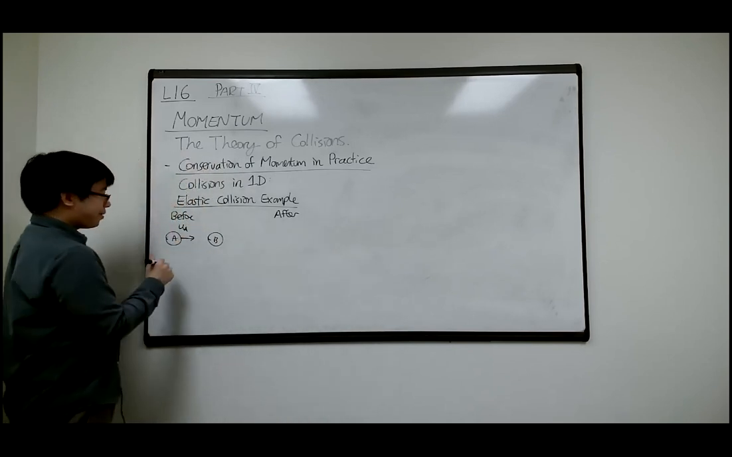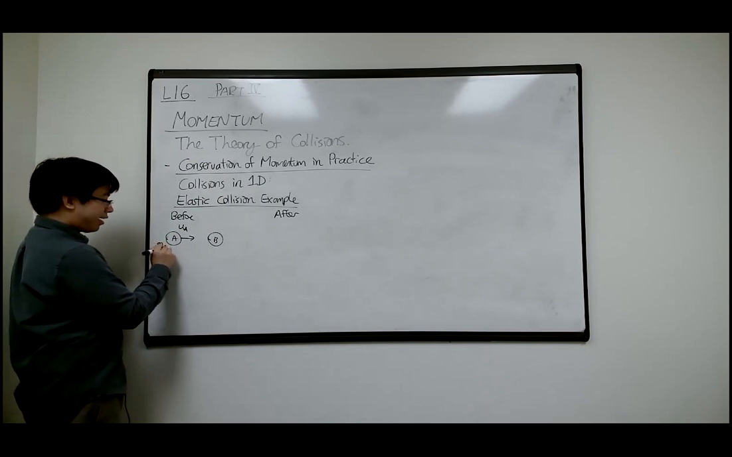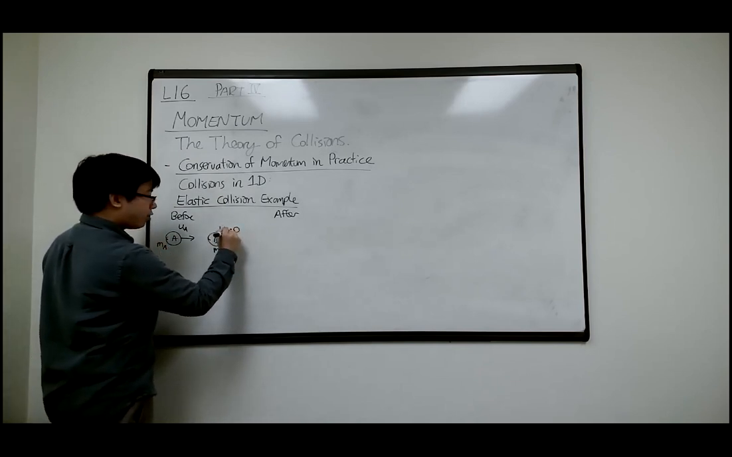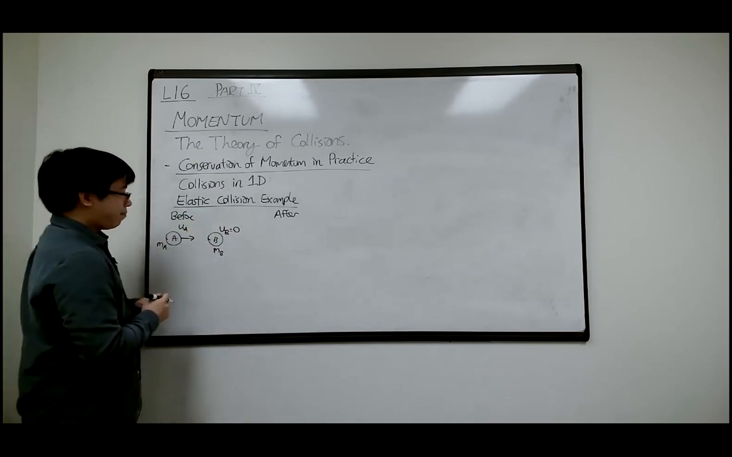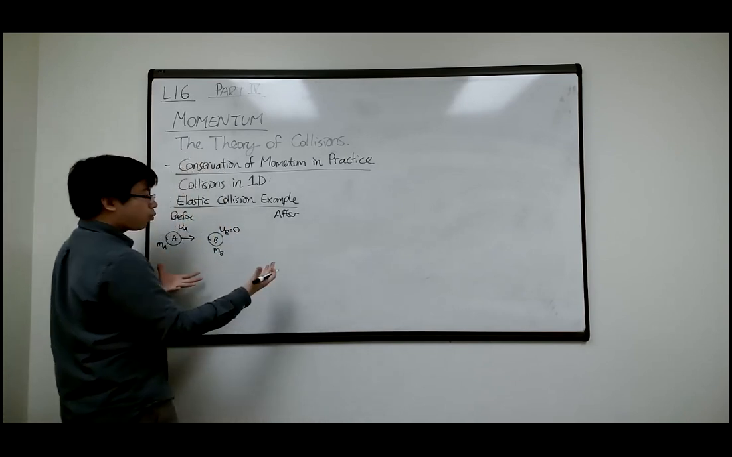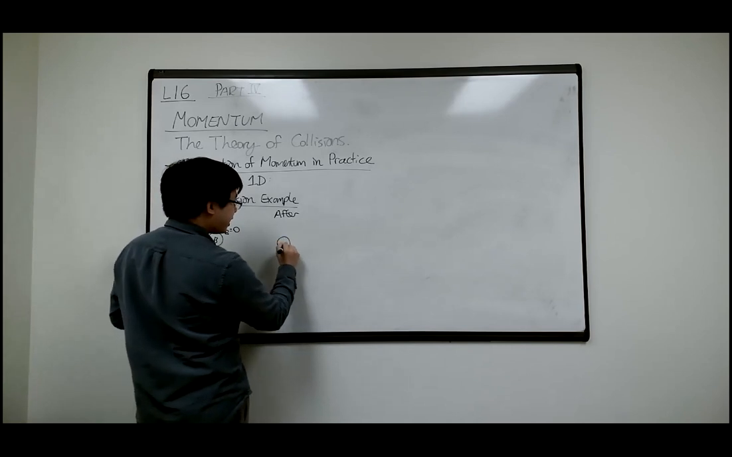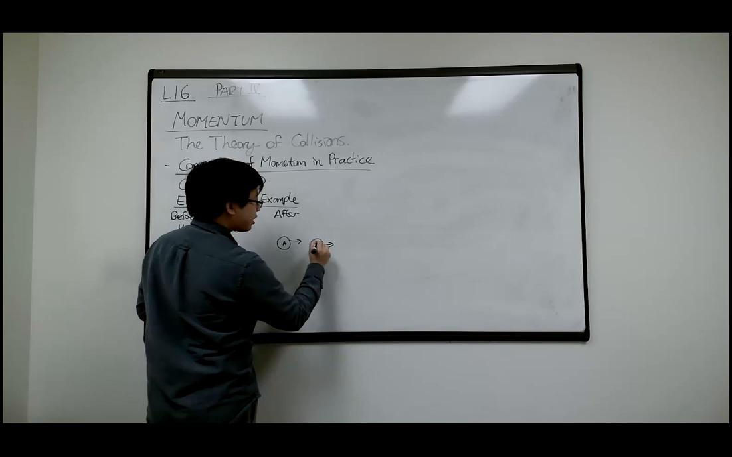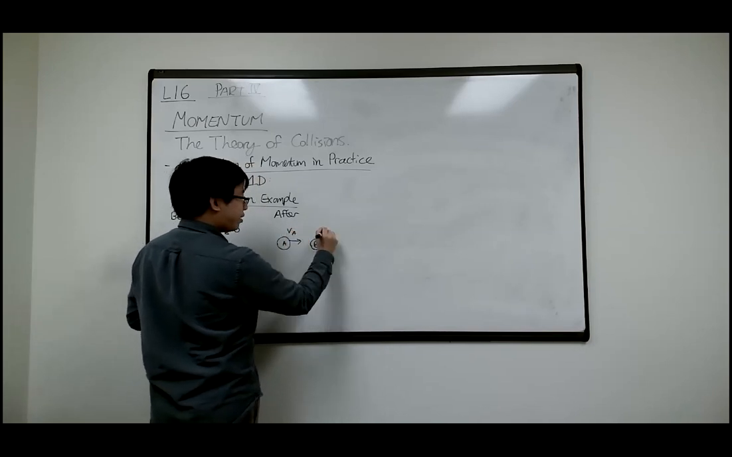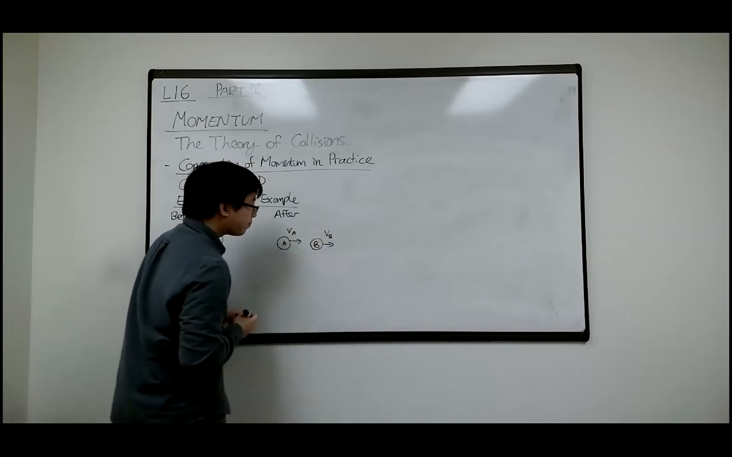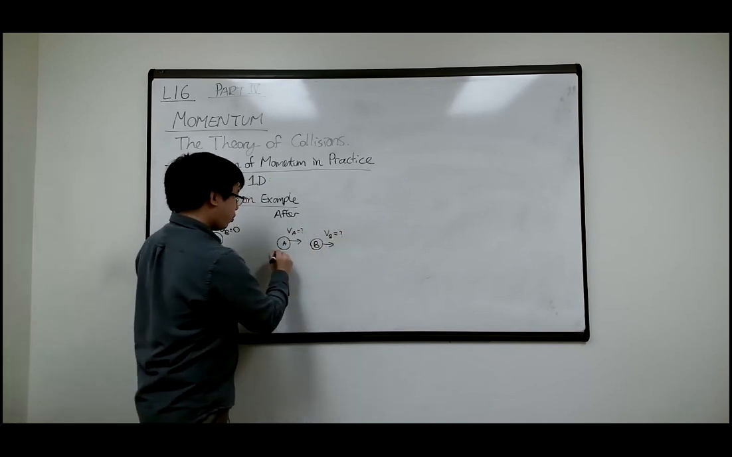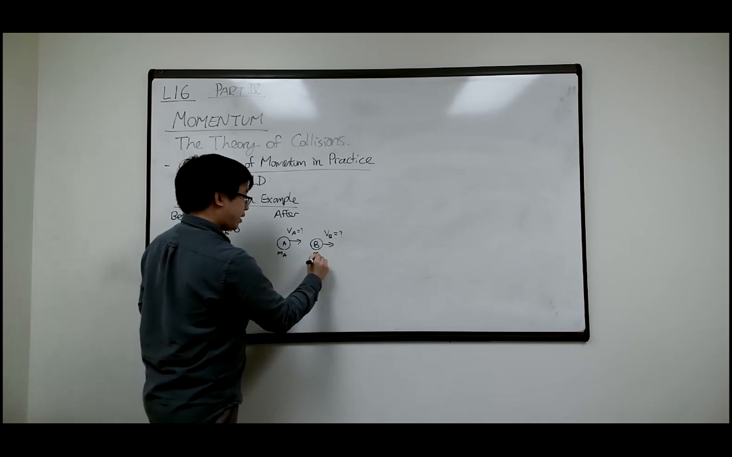All right, so this guy has MA, and this guy has MB, and UB equals 0. Afterwards, I don't know what happened, so let me draw the general case first. The general case is that afterwards, this guy is moving, this guy is moving. I'll call it VA, VB. And I want to find out what happens over here. This is my goal. The mass doesn't change, so we'll label that as well.